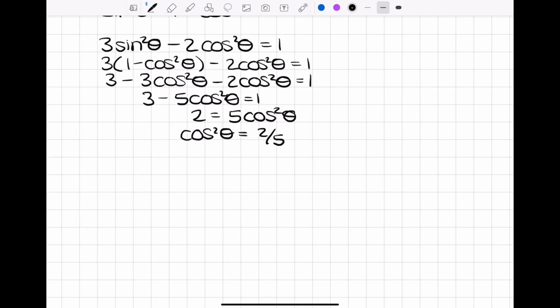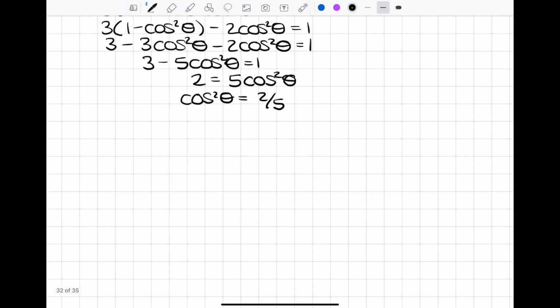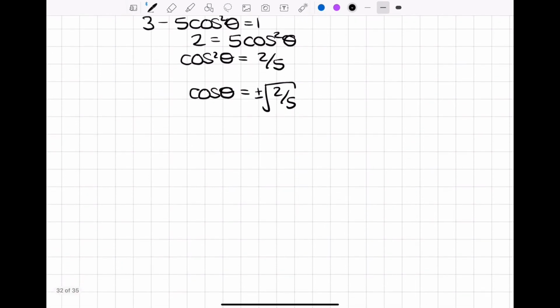Where most people lose marks in this one is when they take the square root. It sounds like an obvious thing to do, but when we take the square root of 2/5, we don't just get one solution, we get 2 solutions. So our plus and minus square root of 2/5. If I put these into my calculator, I'll get my 2 values of theta. So cos to the minus 1 of the square root of 2/5 is 50.8. Cos to the minus 1 of minus the square root of 2/5 is 129.2.